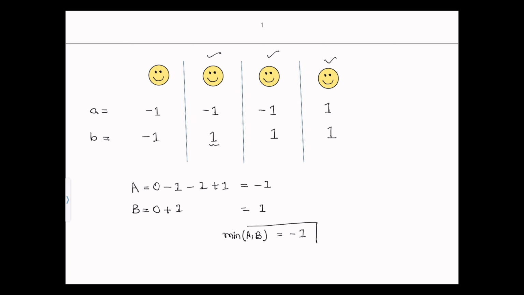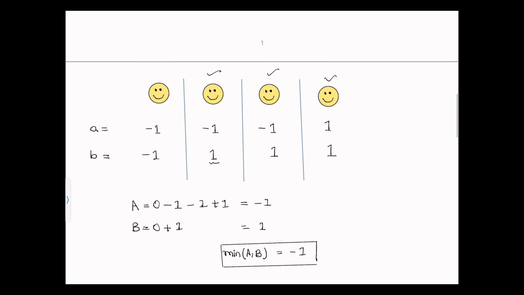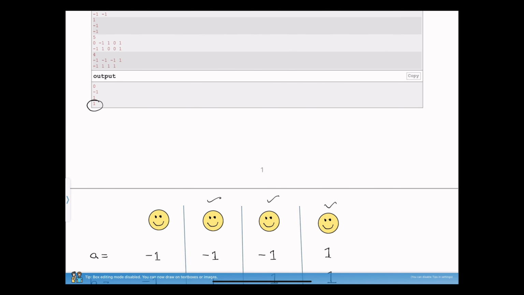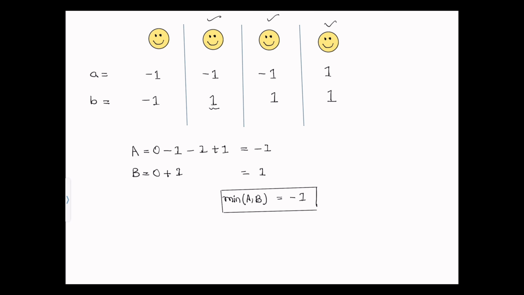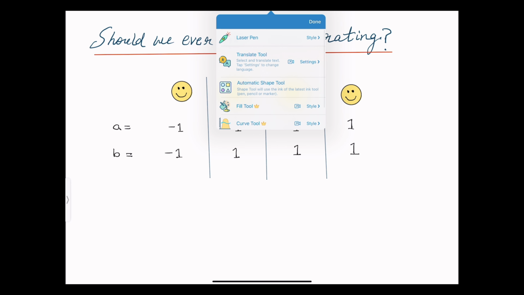The question is, can it be better than -1? Can the rating of the company be better than -1? So obviously the answer is +1. The expected output is +1, right? So now let's see which way is the optimal way to take the reviews. Now before jumping on to the solution directly, let's discuss this.